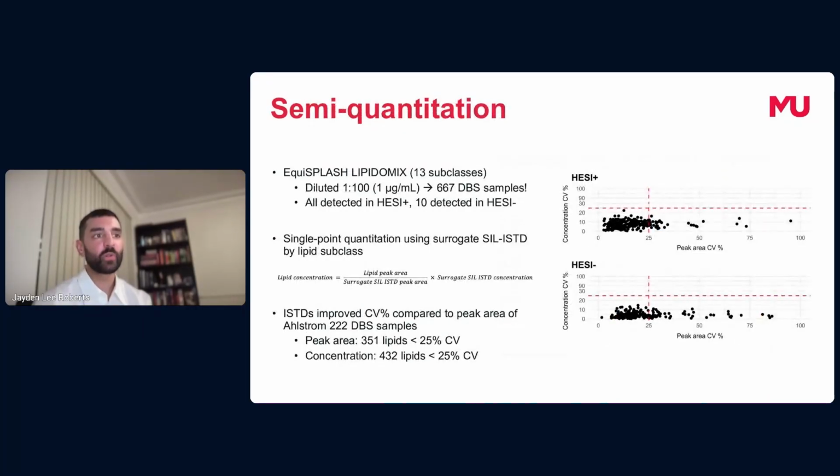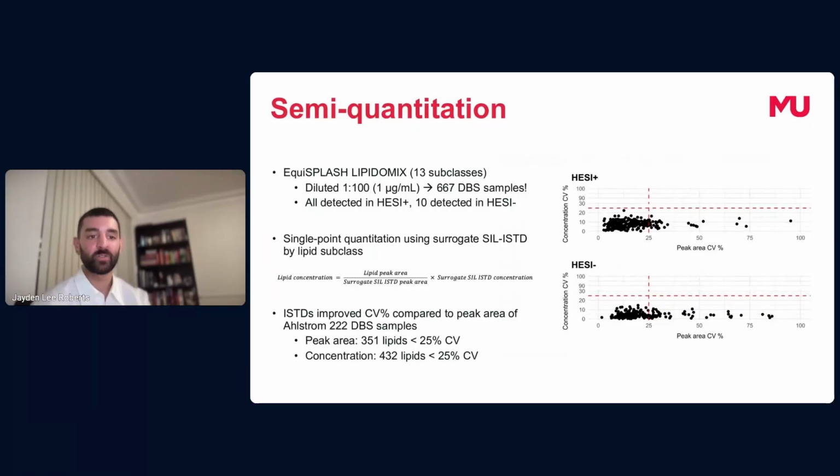I won't spend too long on this one, as it's a bit more technical, but we also investigated a single point semi-quantitative technique using the EquiSPLASH Lipidomics internal standard from Avanti Polar Lipids. Unsurprisingly, the reproducibility within triplicates improved using internal standards across all 432 unique lipids from the method, all of them having a CV of less than 25%, compared to the raw peak area, which you can see here across both positive and negative modes.